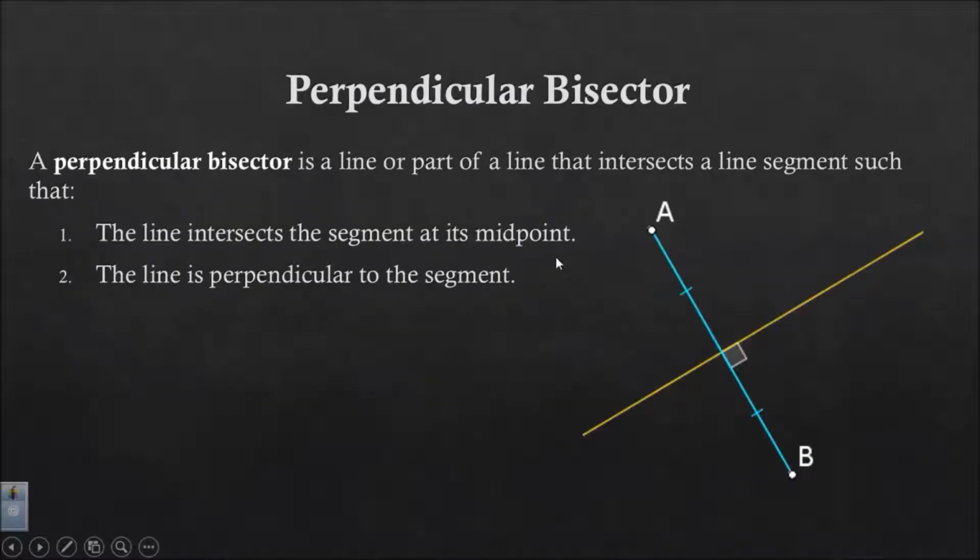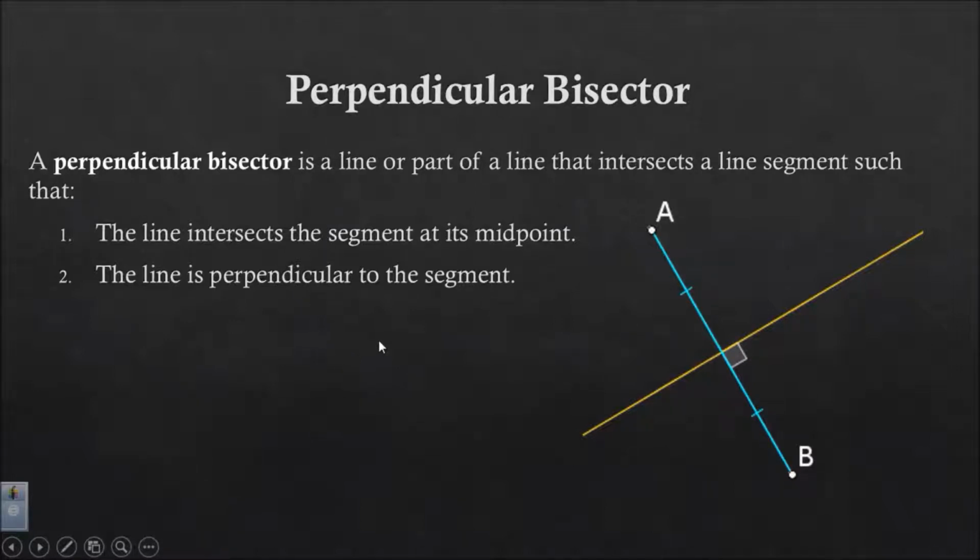Okay, the first thing we need to talk about is a definition here for perpendicular bisector. A perpendicular bisector is a line, or part of a line, that intersects a line segment such that, number one, it intersects the segment at its midpoint. You see here the yellow line is intersecting at the midpoint. The segment here from A to the yellow line and from B to the yellow line are marked congruent with this hash mark. And the line is perpendicular to the segment, and we see that here. So we are a perpendicular bisector.